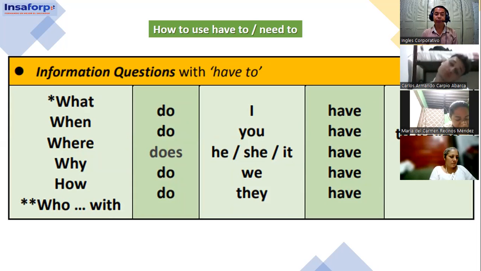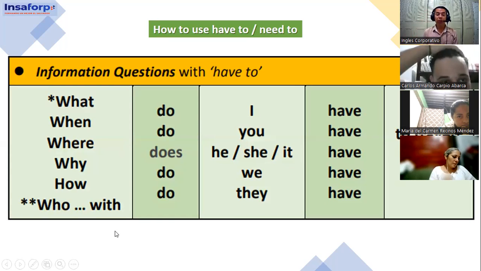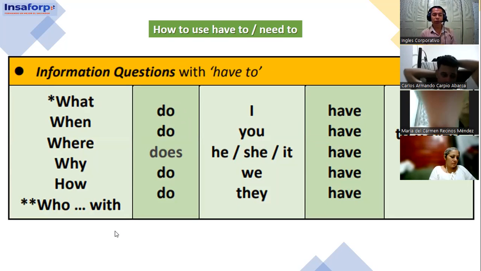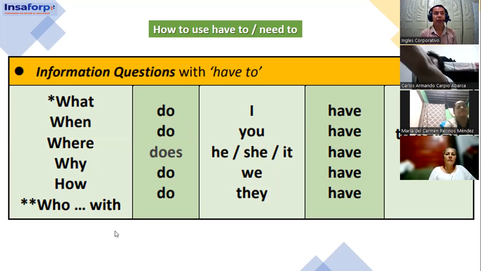the information question, right? Remember the information question, start with words like what, when, where, why, how, who, et cetera, right? For example, you say who or what, for example, what do you have to do? What do you have to send? What do you have to complete? When do you have to make it? Where do you have to work? Where do you have to study? Why does she have to study, for example, right?